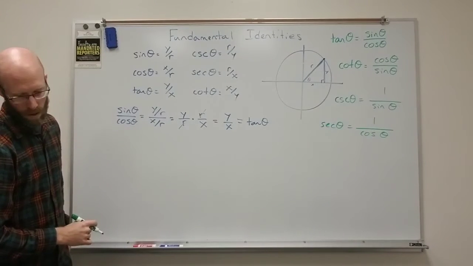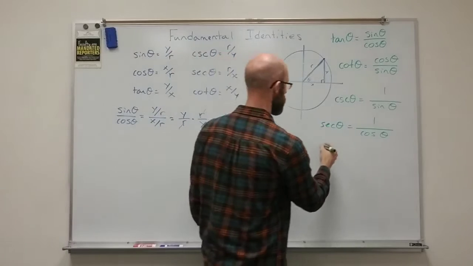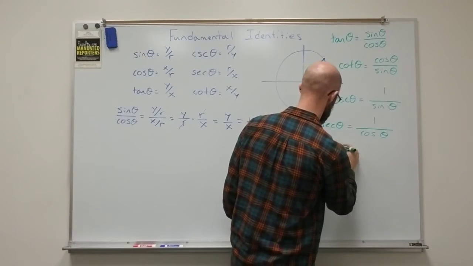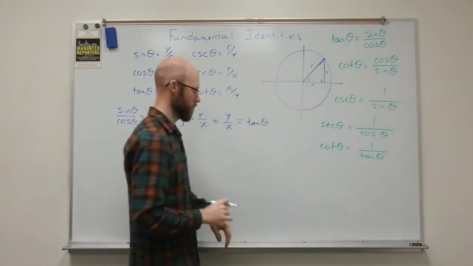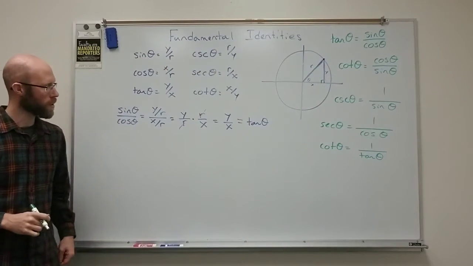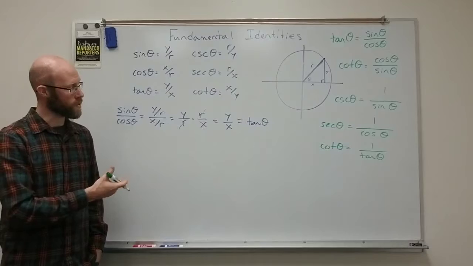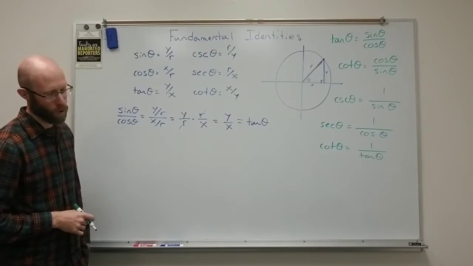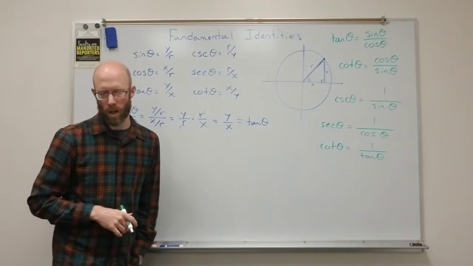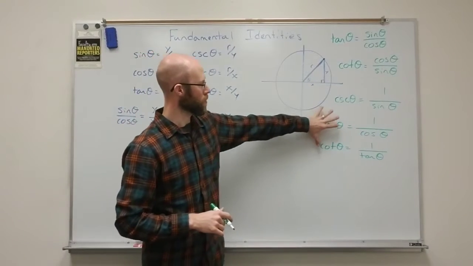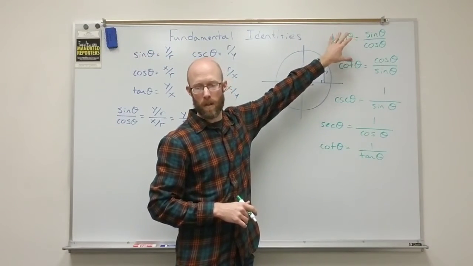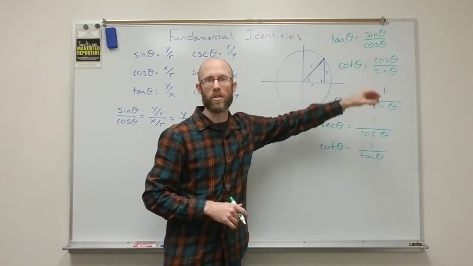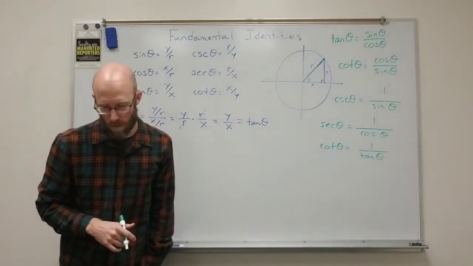Let's see, what else? Oh, and then the cotangent is 1 over the tangent of theta. Okay, so that gives us 3 more identities that we call reciprocal identities. Okay, so reciprocal identities, quotient identities, because these are quotients or fractions of trig functions.